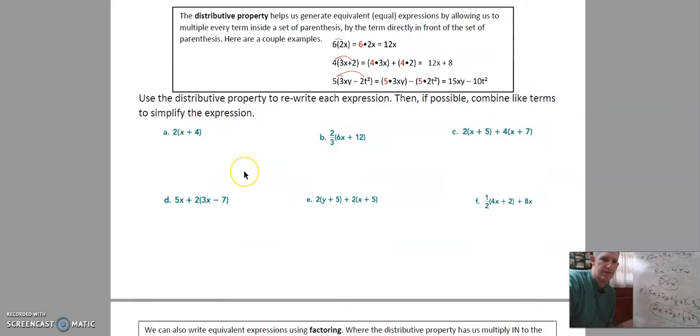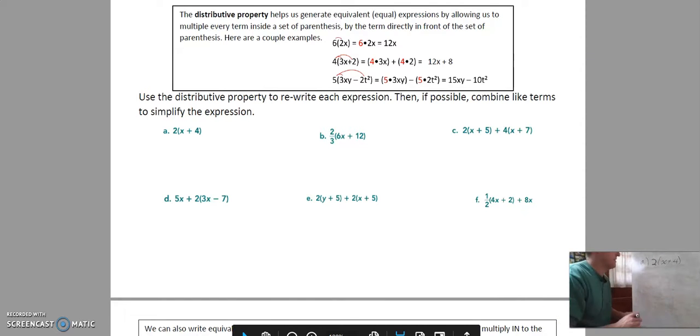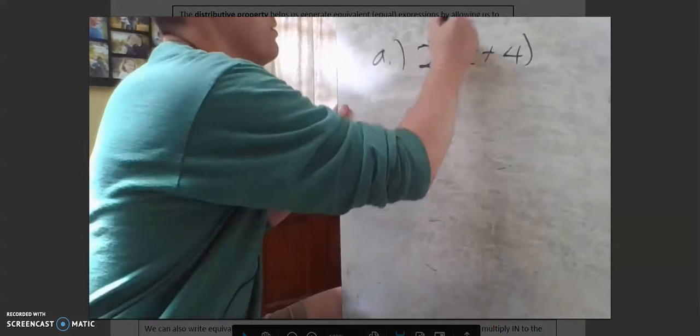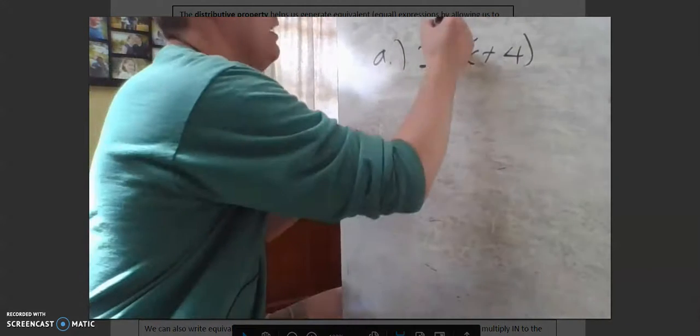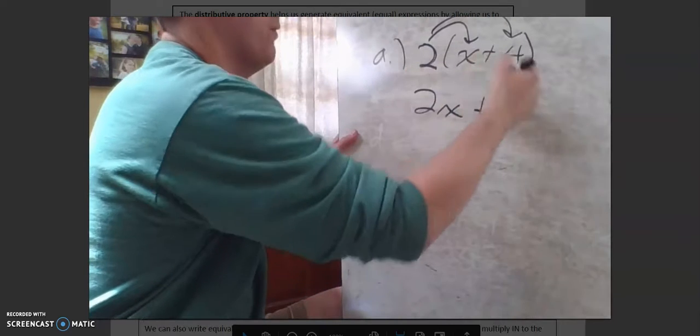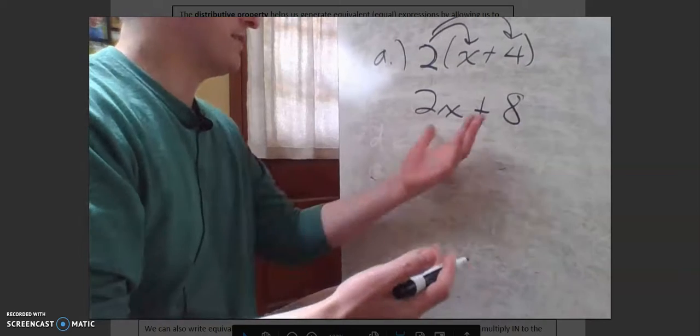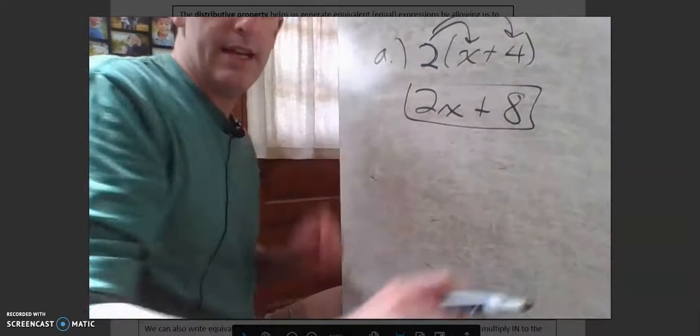All right, so let's try one together. All right, A. We've got 2, and then in parentheses, x plus 4. Okay, so what's outside the parentheses is this 2, and we're going to multiply each thing inside the parentheses by this 2. Okay, so 2 times the x and the 2 times the 4. So I'm going to get 2x plus 2 times 4 is going to be 8. 2x plus 8. And then I can't go any further because these are not like terms. So that is my answer.